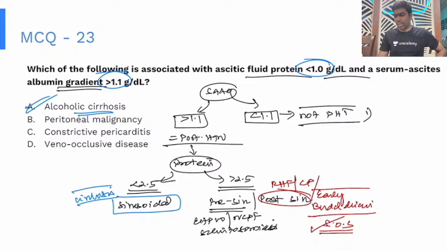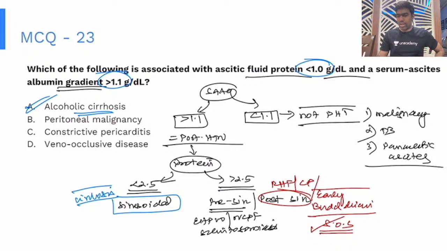Like for example, you can think about peritoneal malignancy, often referred to as peritoneal carcinomatosis. You can think about that cause, or probably other causes like tuberculosis or pancreatic ascites, and chylous ascites. So we have plenty of other causes, but these things are going to be the most important. So peritoneal malignancy would have had a SAG value of less than 1.1, not more than 1.1.